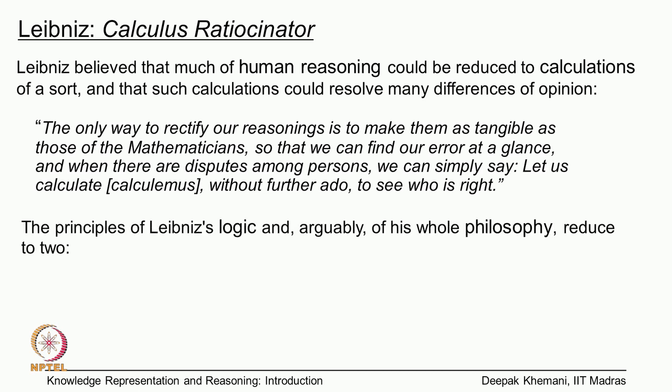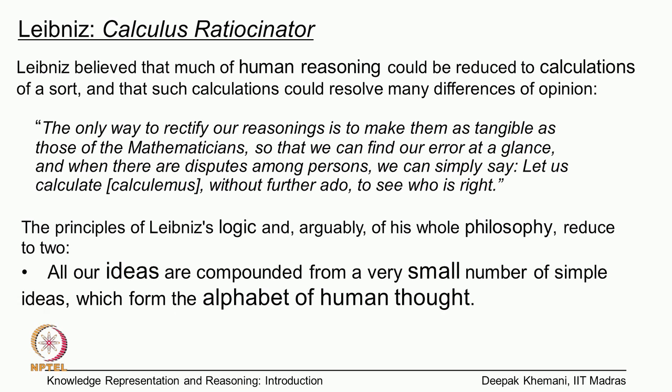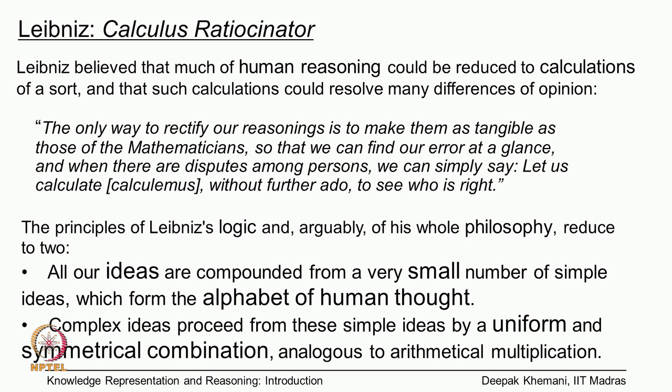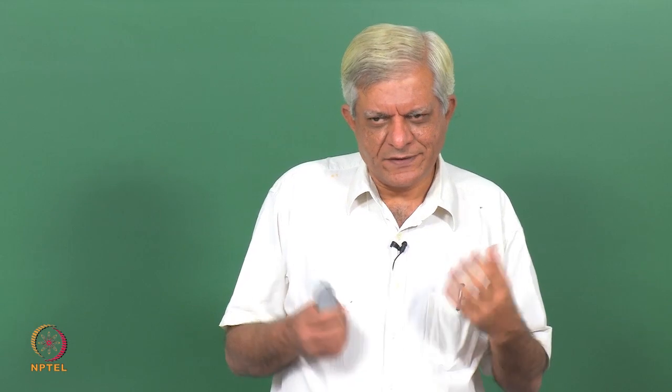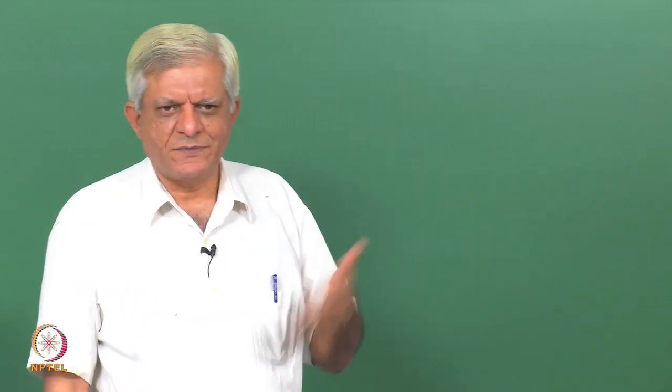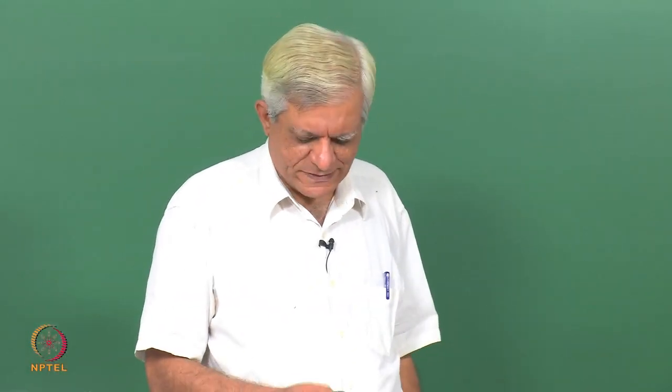There are two principles of his logic: that our ideas are compounded from a very small number of simple ideas, which is something that we are now very familiar with. And complex ideas proceed from these simple ideas by a uniform and symmetrical combination analogous to arithmetic multiplication. We can understand this uniform and symmetric combination as some kind of an algorithm: if you have a basic alphabet, a basic set of atomic units, then by applying algorithms you can construct more complex things out of it, essentially.